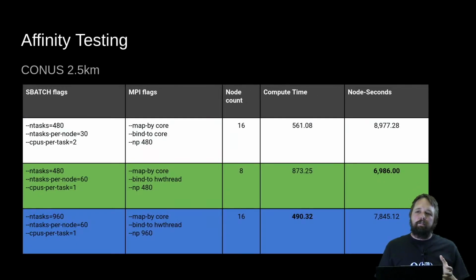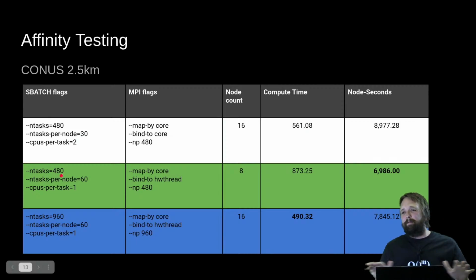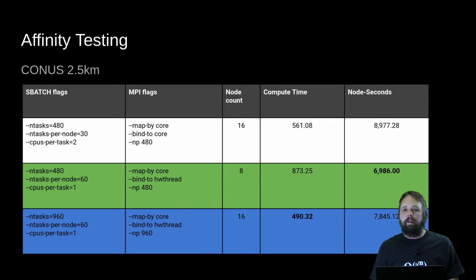So let's look at CONUS 2.5. We're going to do the same thing. On the top 2 rows, we're looking at 480 ranks. We're doing straight MPI builds with CONUS 2.5. We didn't look at anything with OpenMP here. And then on the bottom row, we're using 960 ranks, and I'll explain why in just a second.